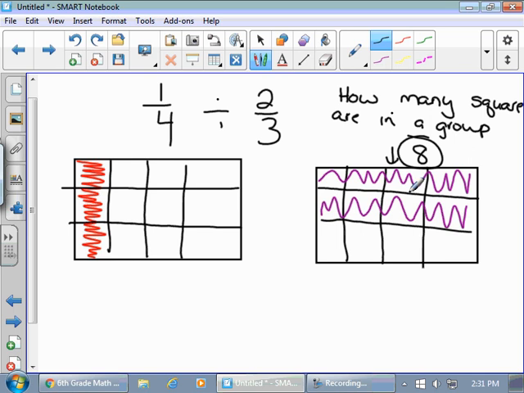So I have to go back to my first one. How many do I have? 3. So do I have 8? So I don't have a complete group, correct? So I only have part of a group, which is my fraction. How many parts do I have? And how many do I need in each group? So my answer to my problem is 3/8.